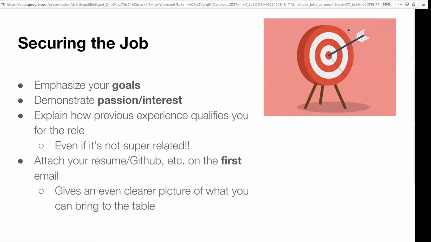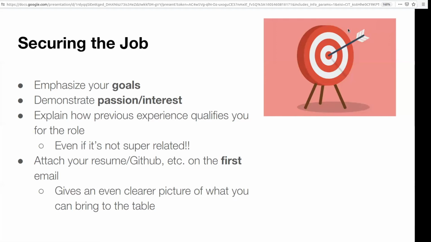Lastly, attach your resume and GitHub on the first email. Because if you don't, let's say you write, "Yo, I'm Matt, here are my goals, I'm interested in your research, thanks," the professor will respond, but sometimes they might say, "Let's see more of your experience, can you send your resume?" That makes the email chain just a little bit longer. If you can really demonstrate your whole self on the first email, I think that's the best way to do it. So as this point says, it gives an even clearer picture of what you can bring to the table.